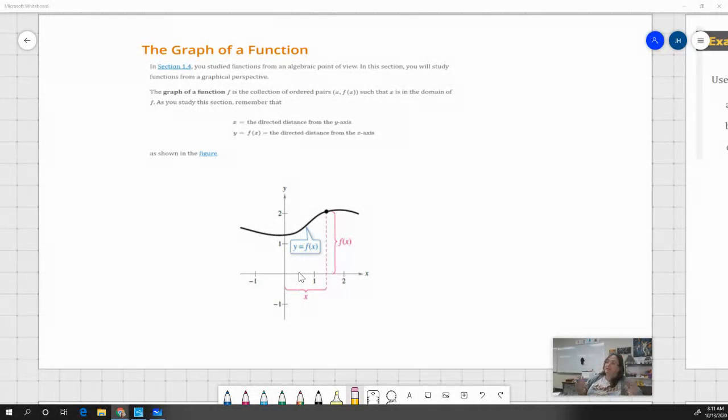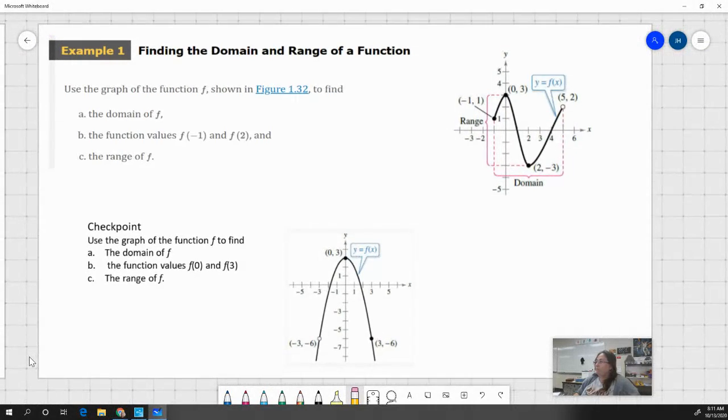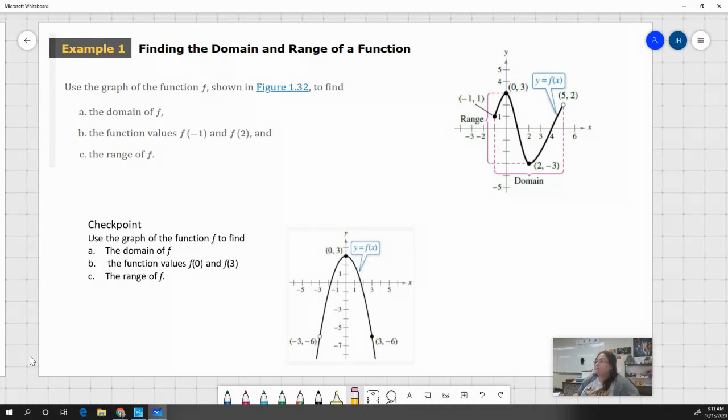So forget the more complex definitions. You know what x and y are. X is whatever goes from left to right. Y is the up and down. When we're talking about the domain and range of a function, we talked about this a little, and we're going to go through it here.